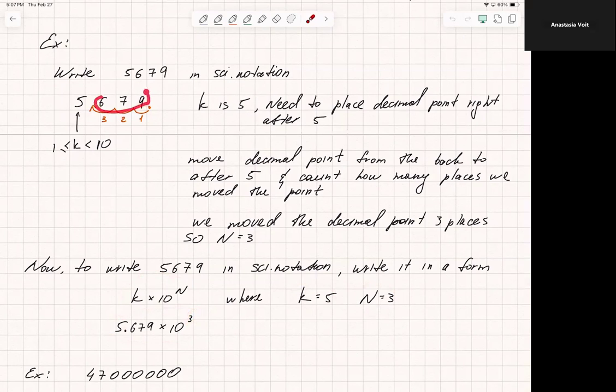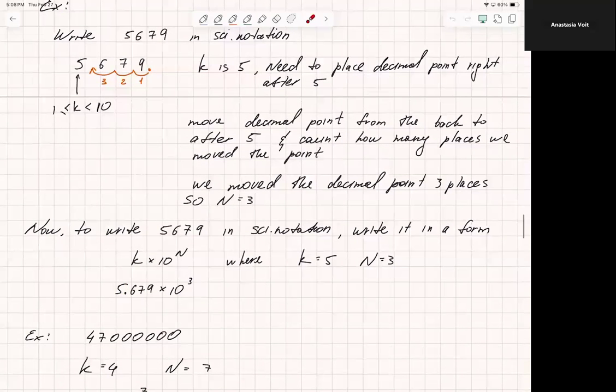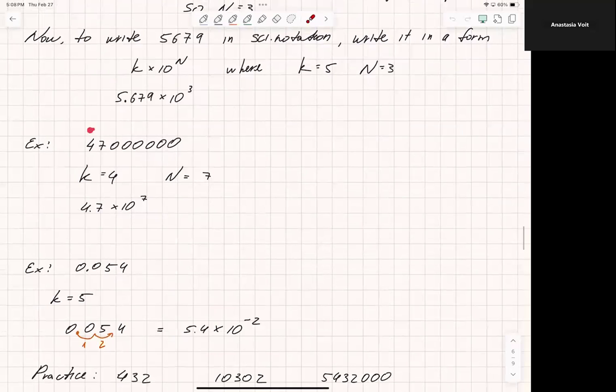Okay, so we usually keep the values after the decimal point because they might be useful for converting back and forth. So that's why we keep it. But the decimal point should be written after the first digit.